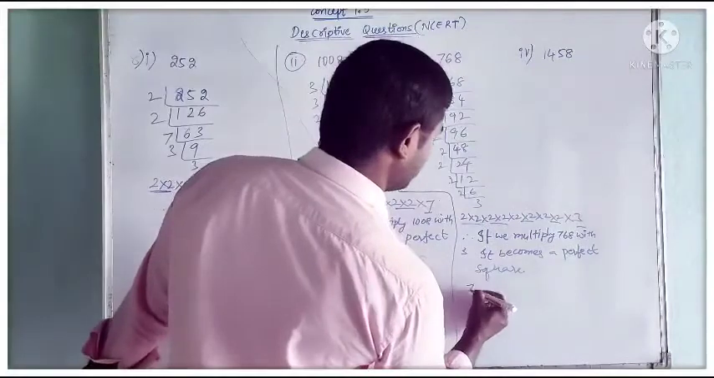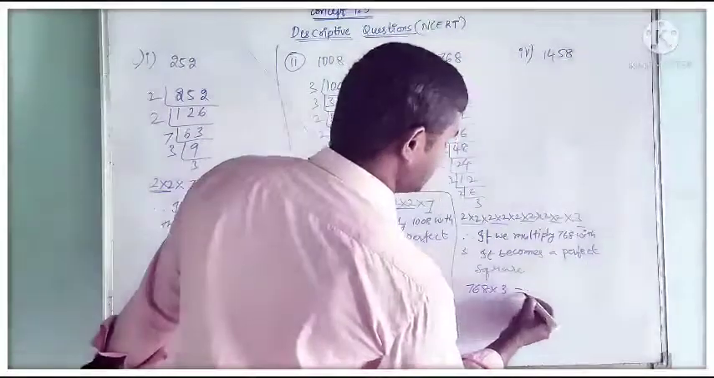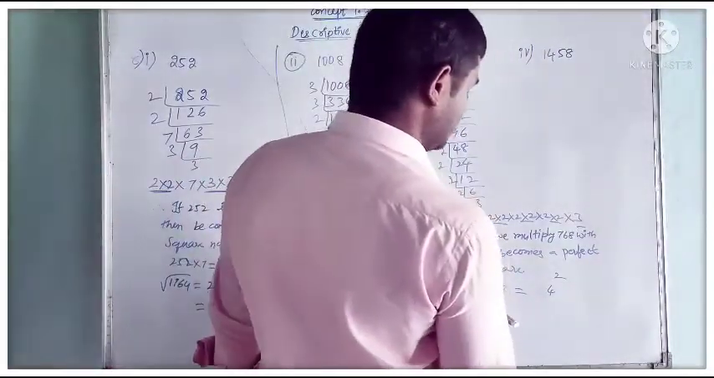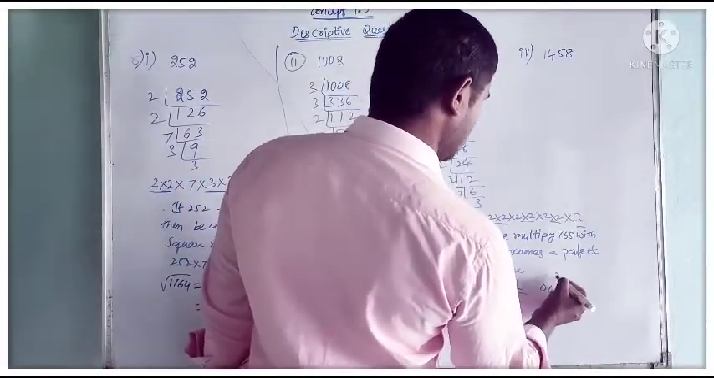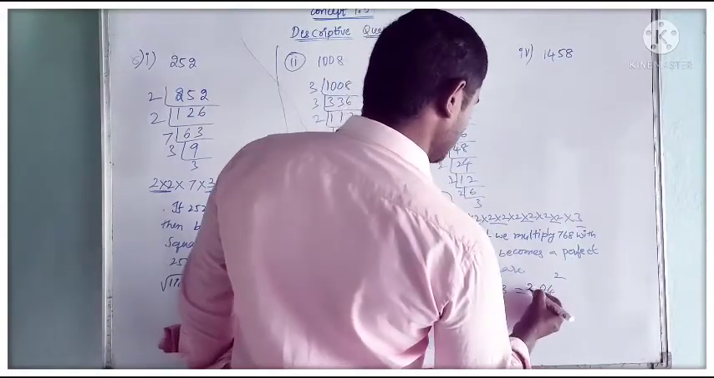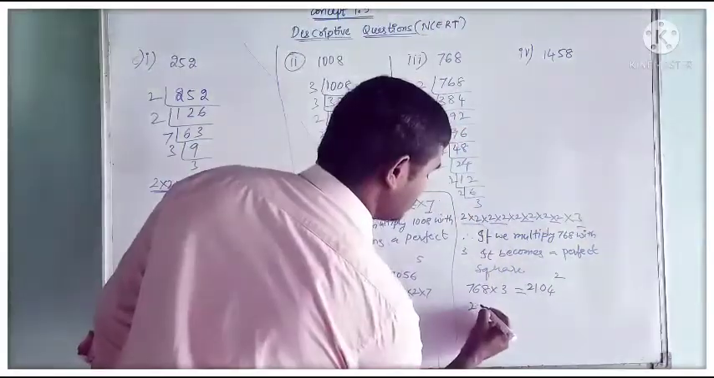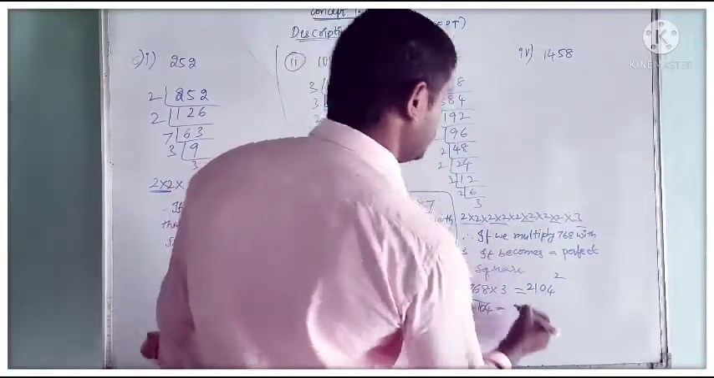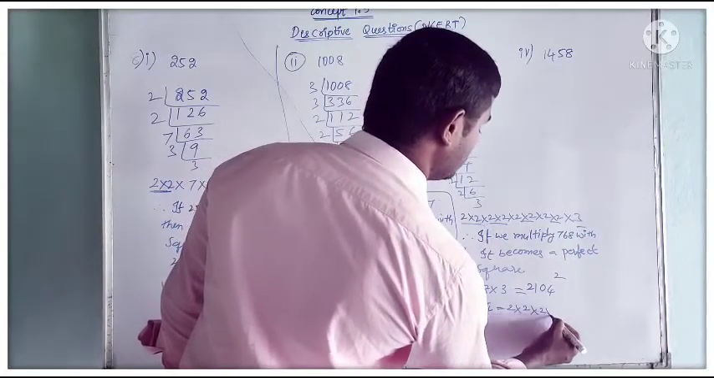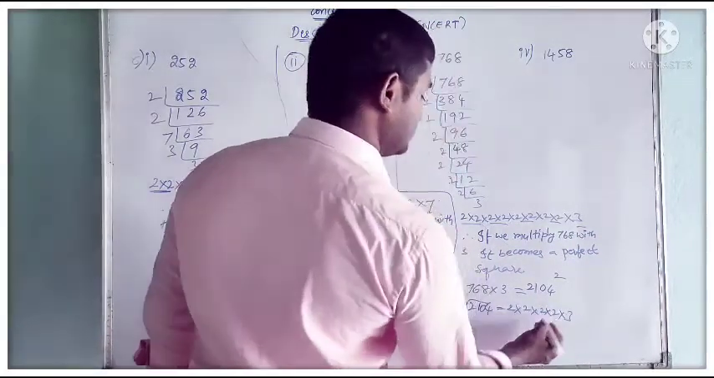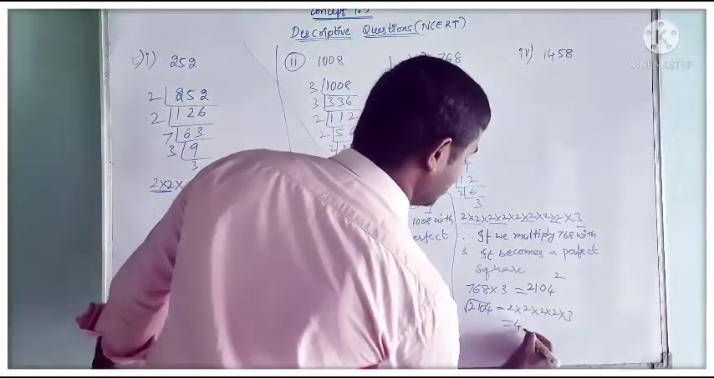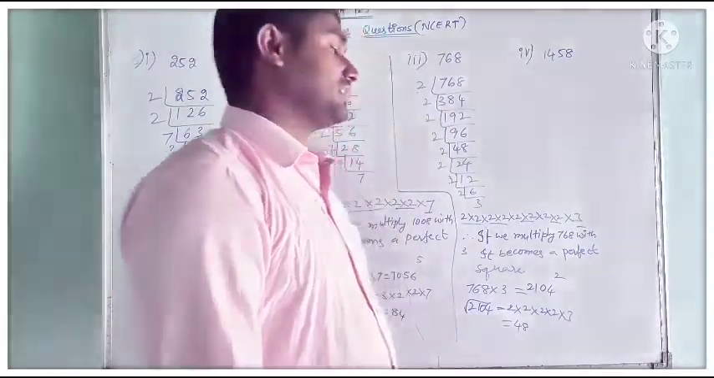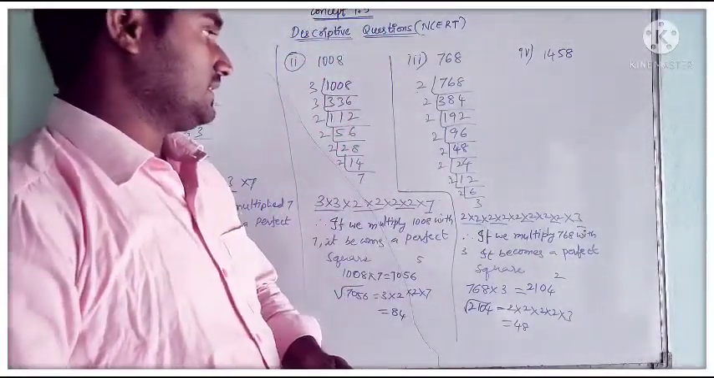Then 768 into 3 equals: 3 eights are 24, 3 sixes are 18, 18 plus 2, 20. 3 sevens are 21. So that is 2304. The square root of 2304 equals 2 into 2 into 2 into 2 into 3. 16 threes are 48. 48 is the square root of 2304.